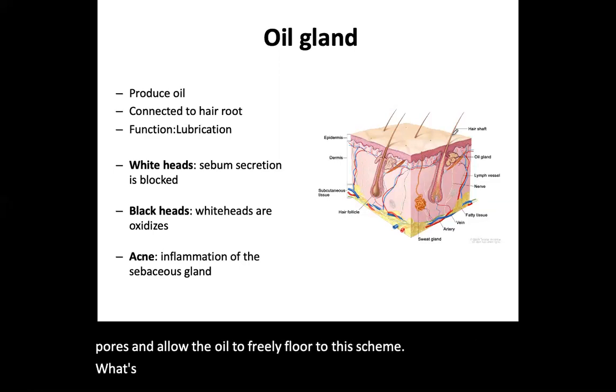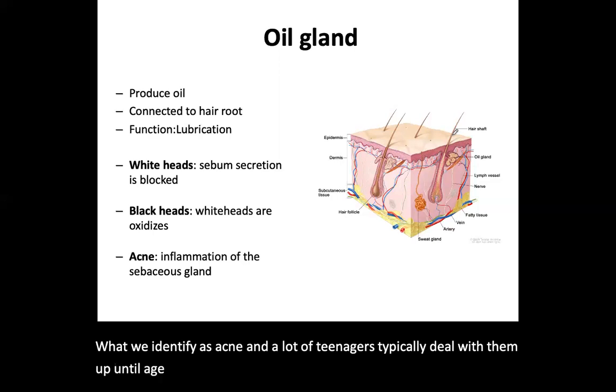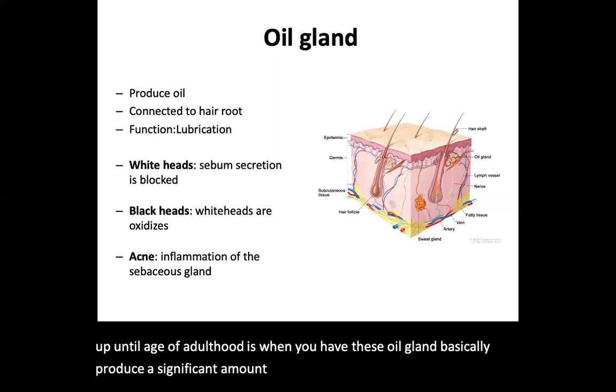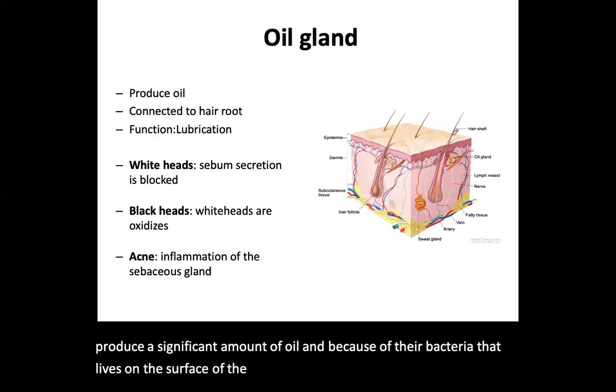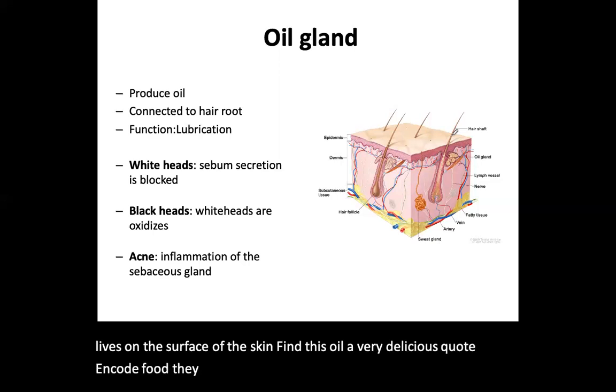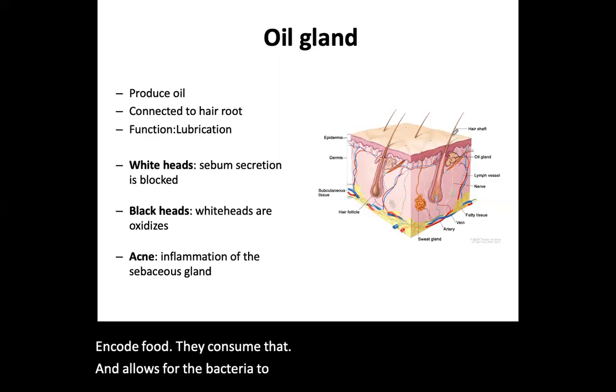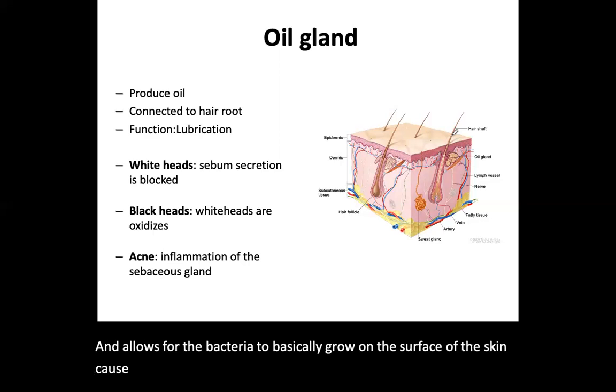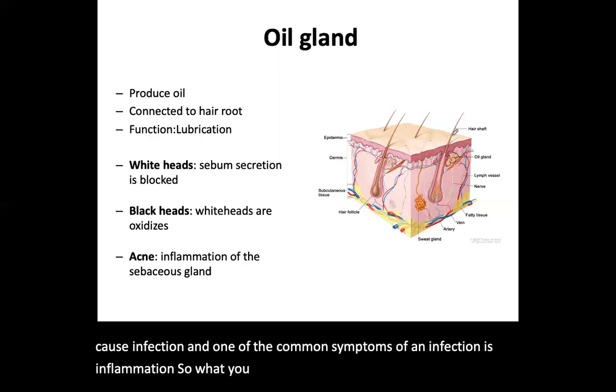What we identify as acne, and a lot of teenagers typically deal with it until adulthood, is when these oil glands produce a significant amount of oil, and the bacteria that lives on the surface of the skin finds this oil a very delicious, quote unquote, food. They consume that, which allows the bacteria to grow on the surface of the skin and cause infection. And one of the common symptoms of an infection is inflammation. So what you identify as acne is basically inflammation localized to your oil gland as a result of bacterial growth.